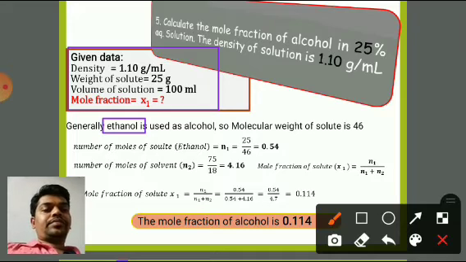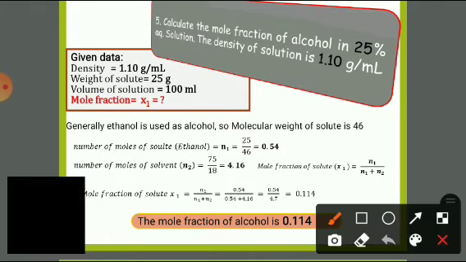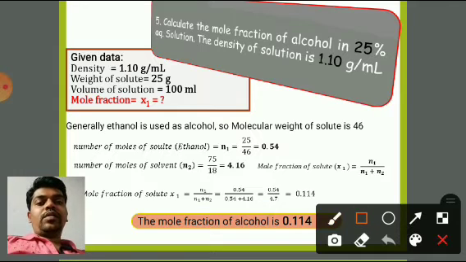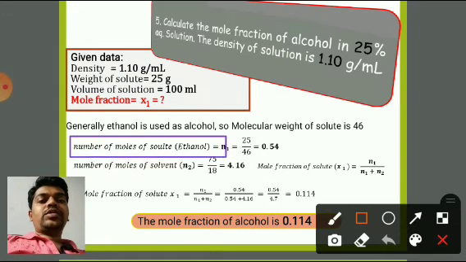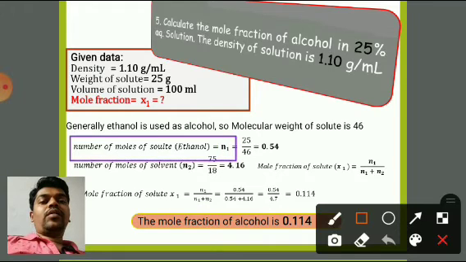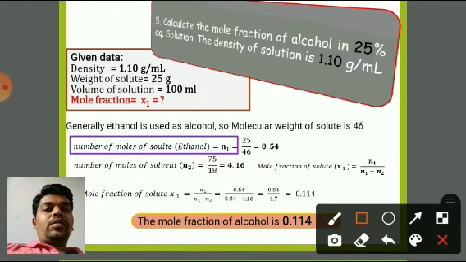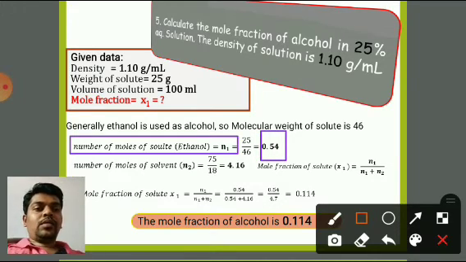For that, we take the number of moles of solute, that is N1 of ethanol, equal to the weight of the solute divided by the molecular weight, that is 25 divided by 46. 25 is the weight of the solute and 46 is the molecular weight of that solute. So we get the number of moles of ethanol, or solute, as 0.54.